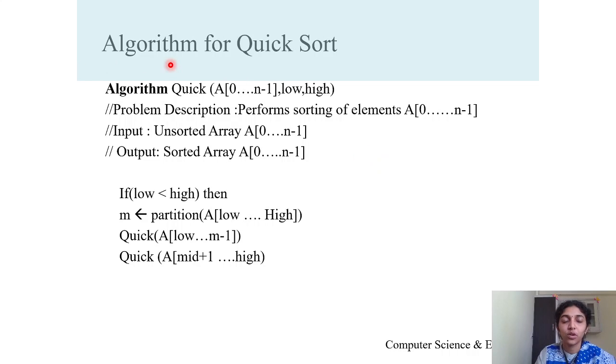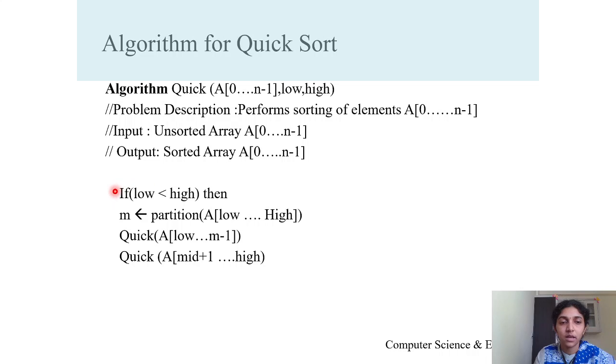Now let us see the algorithm for quicksort. First you have to write the algorithm keyword, then write quick, and then pass the parameters. We have to pass a of 0 to n minus 1, that is the array elements, then pass low and high. Low gives the first element of the array and high gives the last element of the array. The problem description is to perform the sorting of array elements a of 0 to n minus 1. The input is the unsorted array a of 0 to n minus 1 and the output is the sorted array a of 0 to n minus 1.